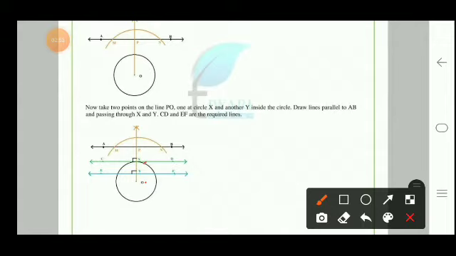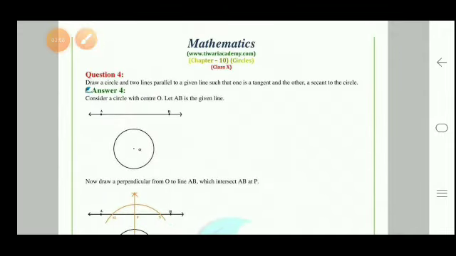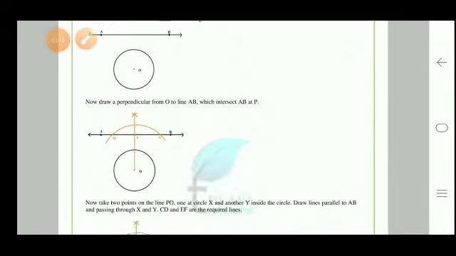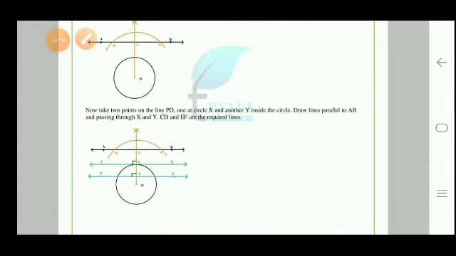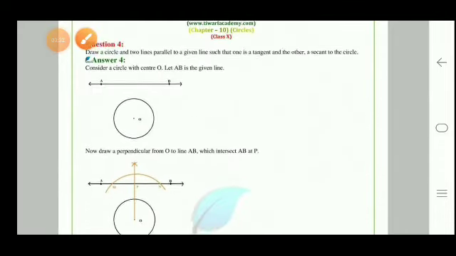Then inside the circle, draw the lines parallel to AB passing through X and Y. So we are drawing lines parallel to AB, and CD and EF are the required lines. That means, if you look at the question, it says draw a circle and two lines parallel to a given line such that one is a tangent and the other is a secant. Now one line is a tangent, so we can see this line CD is a tangent here, and EF is parallel to it. A line which is away from the circle, that is tangent and parallel, we can easily draw. Now coming to exercise 10.2.